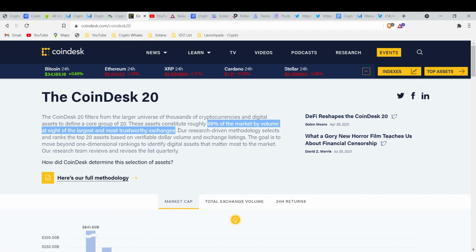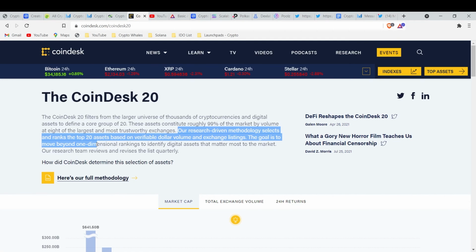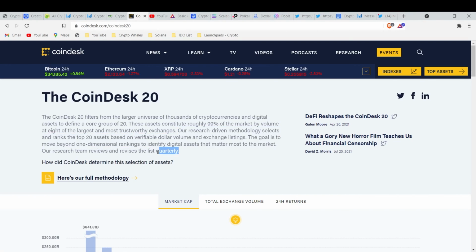And basically what they say is our research-driven methodology selects and ranks the top 20 assets based on verifiable dollar volume and exchange listings. The goal is to move beyond one-dimensional rankings to identify digital assets that matter most to the market. Our research team reviews and revises the list quarterly, meaning that we're looking at this particular list on a longer term basis, right? It's being refreshed every 3 months.